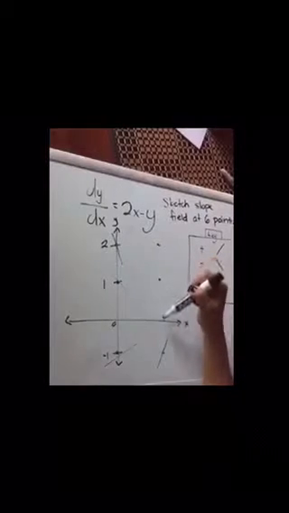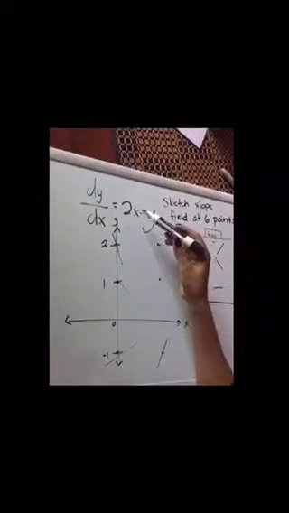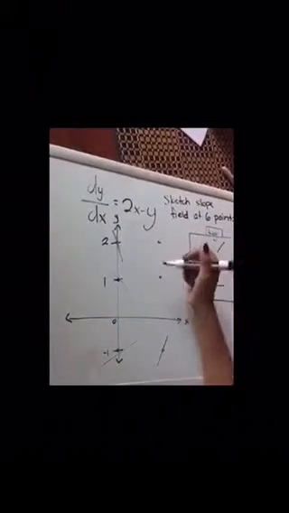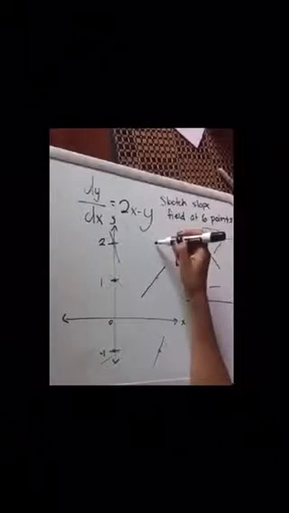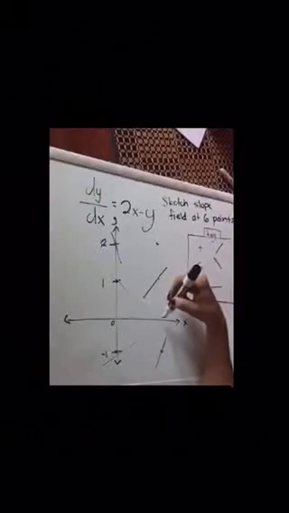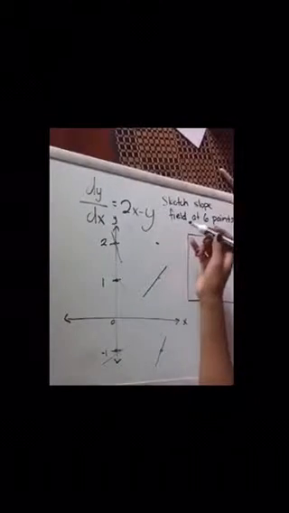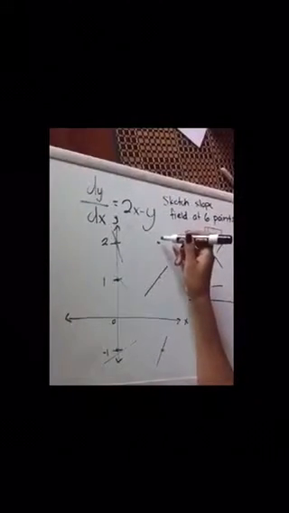And for this one, we plug in 1 for x and 1 for y, and the slope would be positive. And for this one, we plug in 1 for x and 2 for y, and the slope would be straight.